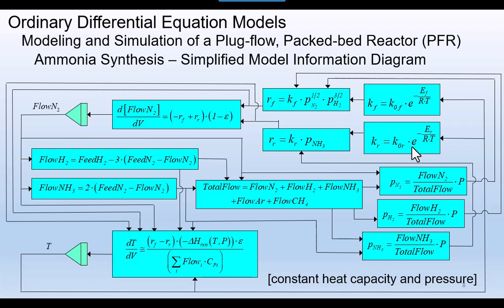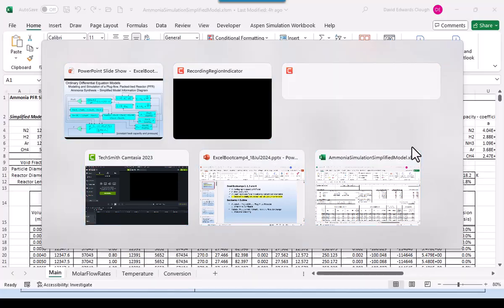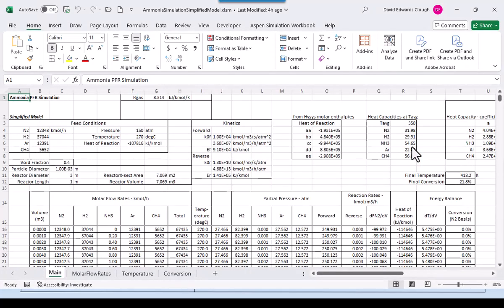And now we want to take this and translate it over to an Excel spreadsheet and show you how we solve the model. It's not practical at all to build this from scratch. So we're going to be opening a file here that is called Ammonia Simulation Simplified Model. And it looks like this. Now we will expand the zoom on this in a moment so you can see things more clearly.